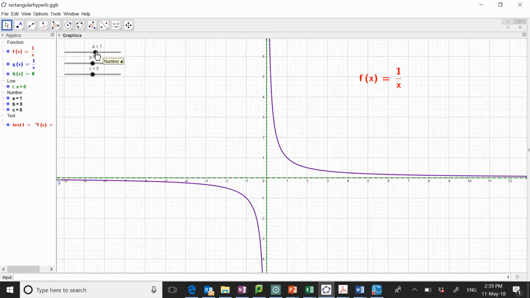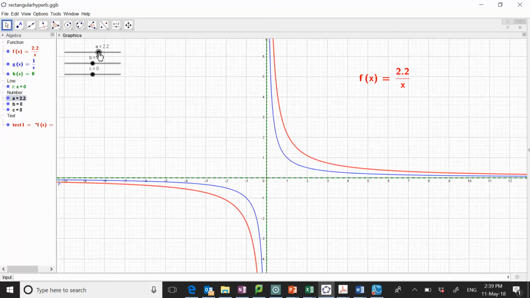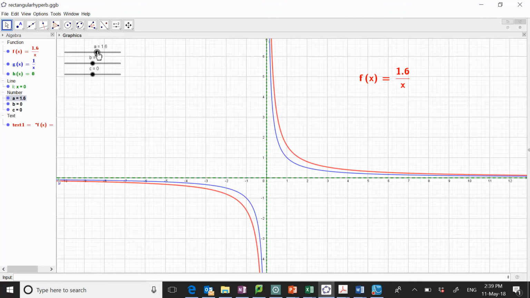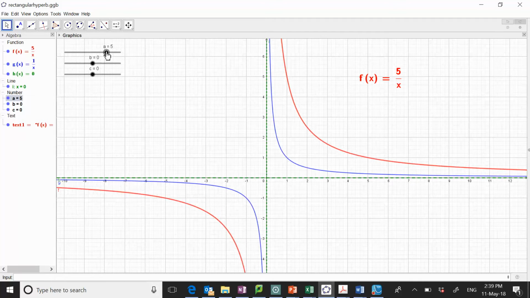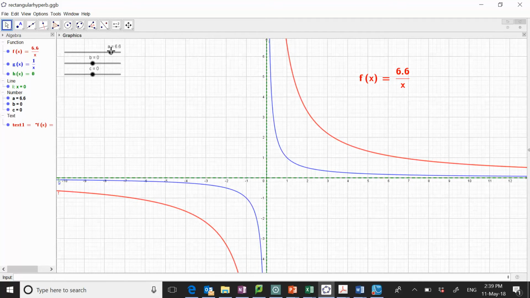I'm also going to teach you how to find axis-intercepts. Okay? So we go to A. When I change A to 2, have a look. What's happening to the graph? As I increase the numbers, what's happening? Stretching. Can you see how it's stretching away from the asymptote?